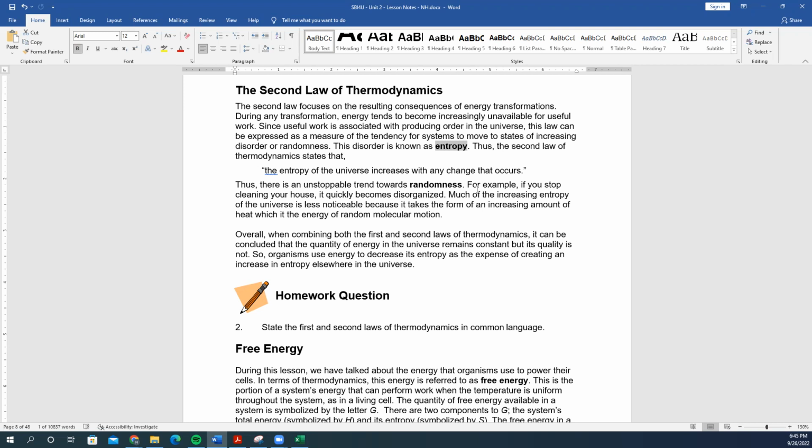So anytime you have these energy transformations or energy transfers, ultimately some of that useful energy gets lost, usually in the form of heat, not very useful work. And what that results in is an increase in the entropy of the universe, an increase in the disorder, the randomness and chaos of the universe as a whole. So there is this unstoppable tendency towards randomness.